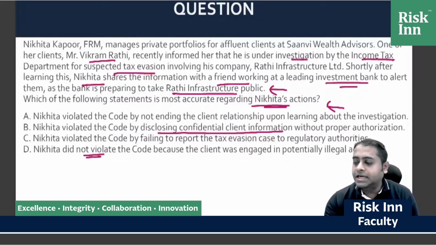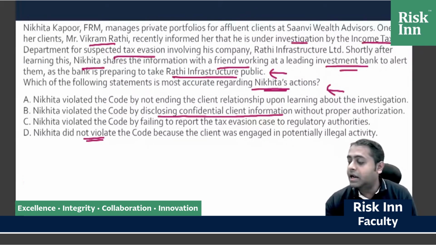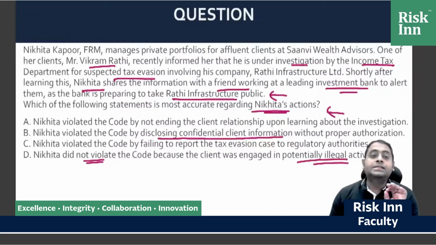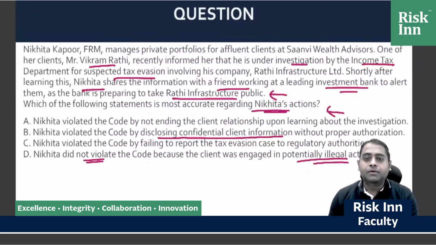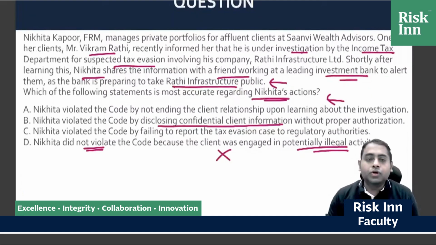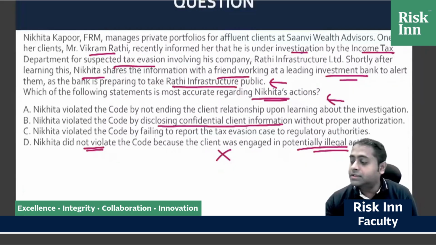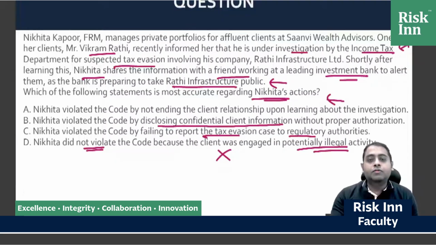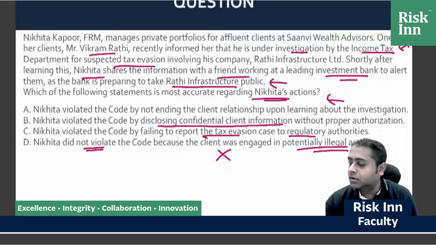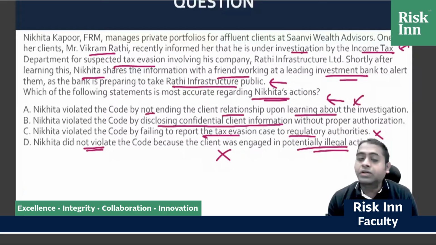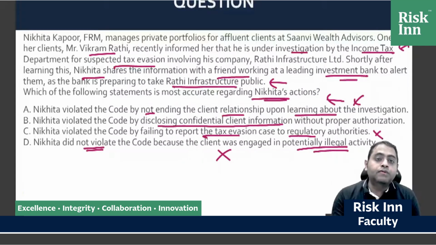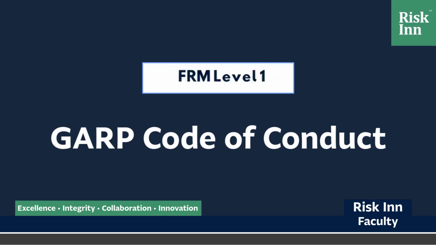Somebody is saying D. Why is this not the answer? Because they are saying the client was generating potentially. It is suspected tax evasion. They are not sure, first of all. If you are not sure, you cannot say that. Where will you report? The income tax authority is already checking it, so you can report to them only. So this is also wrong. Next, not ending the relationship: why should she end it? It is not proved that there is tax evasion. It is just an inquiry. So there is no logic in that. So the answer is going to be B. Correct? All good?